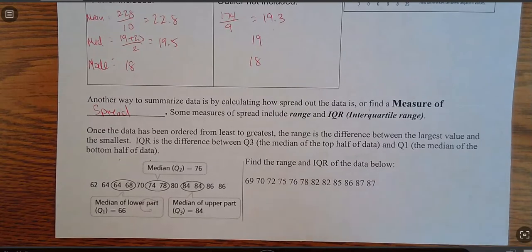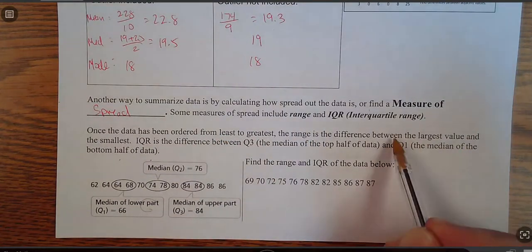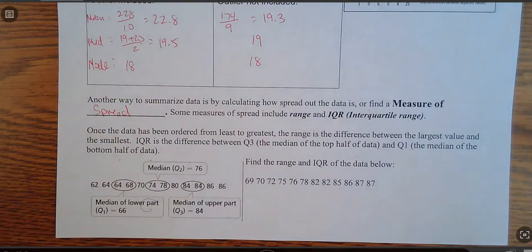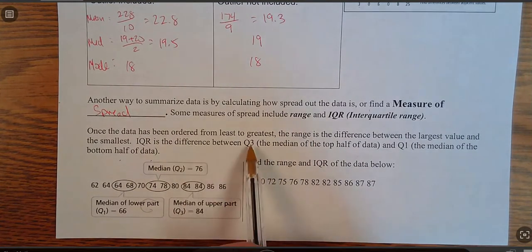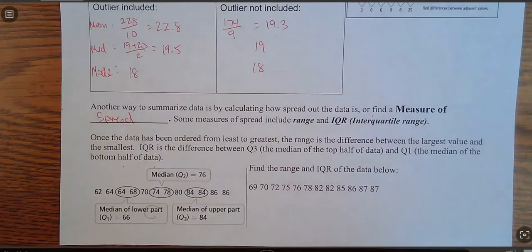So range is pretty easy to find. Your range is going to be your biggest number minus your smallest number. So once the data has been ordered from least to greatest, the range is the difference between the largest value and the smallest value. The IQR is a little different. Okay, the IQR is the difference between Q3, which we haven't talked about yet, and Q1. Now, Q3 and Q1, they are basically the medians of the first half and the second half.